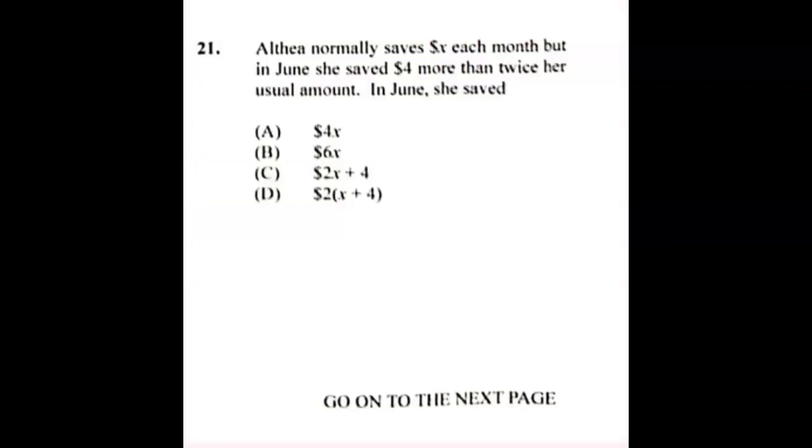Number 21, it says Althea normally saves X dollars each month, but in June she saved $4 more than twice her usual amount. So $4 more than twice the amount. Twice the amount is actually 2x, and $4 more is plus 4. So the answer will be C, 21C.